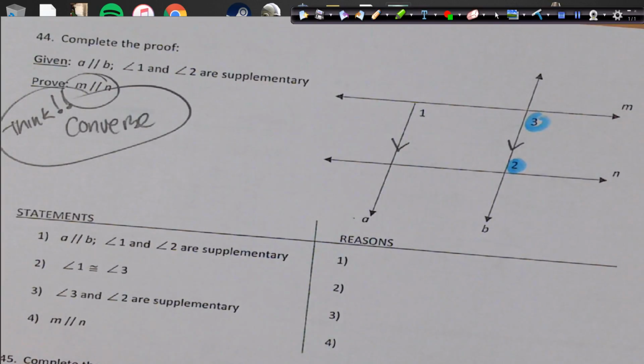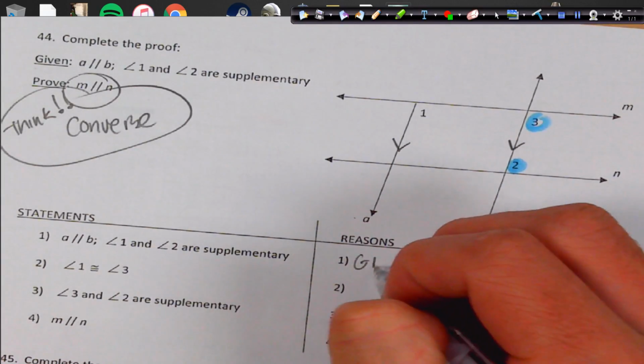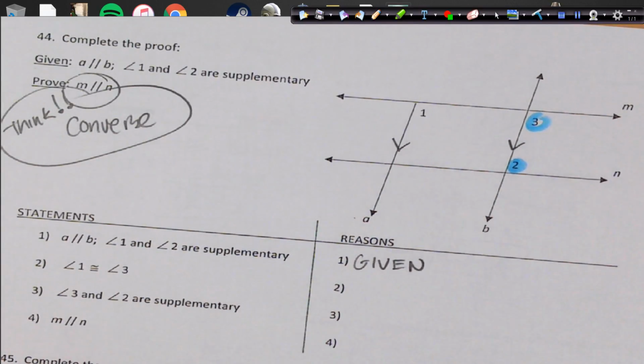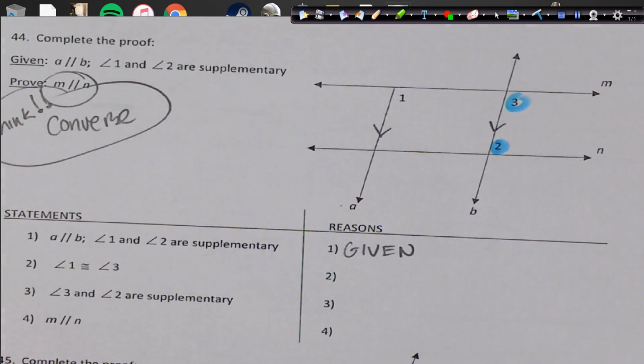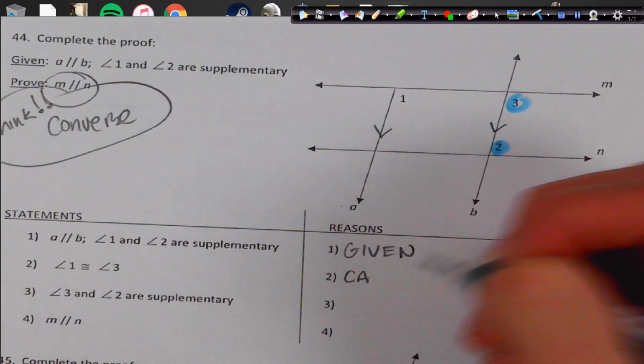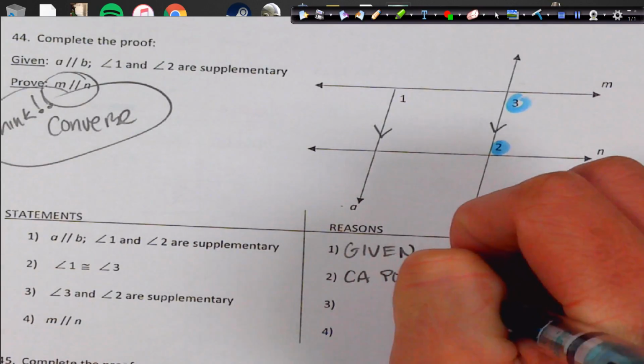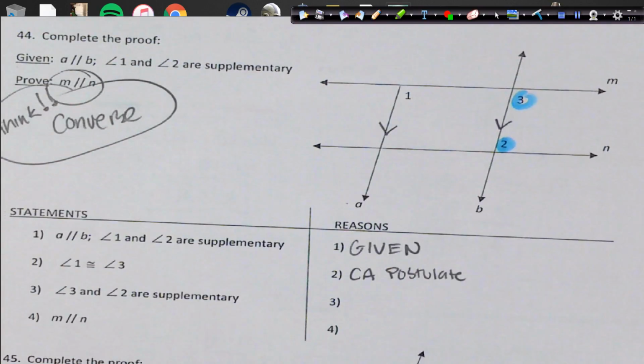So let's jump in. AB is parallel, 1 and 2 are supplementary, everyone's favorite, given. 1 is congruent to 3. Well, what kind of angles are 1 and 3? They are corresponding angles. We can use the corresponding angles. It's technically a postulate. If you said theorem, I'd give it to you. 3 and 2 are supplementary. Remember, how did I do that?